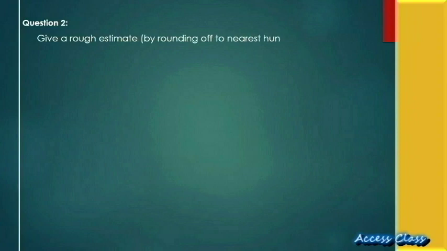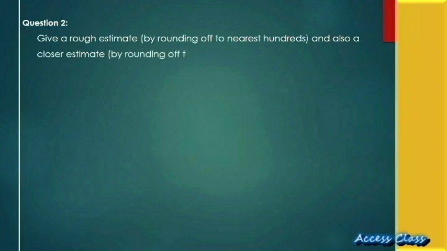Now the next question. Question number 2. Give a rough estimation by rounding off to nearest 100 and the closer estimate by rounding off to nearest 10. So here we are going to do estimation by two methods. First to the nearest 100 and second to the nearest 10.